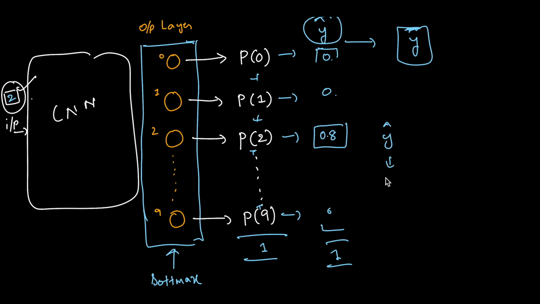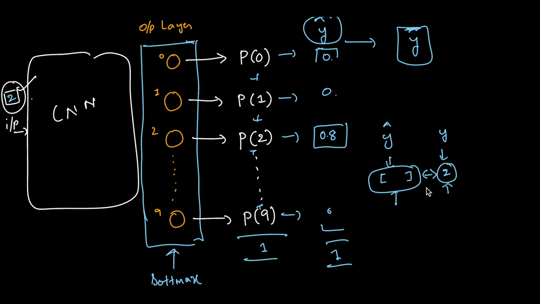In the predicted output, we have an array of size 10, whereas in the actual output we have a single integer value. Okay, it can be something like 2 or whatever label it is. We need to compare these two. Comparing them is not possible because one is a single value, whereas the other is a 1D array of size 10. So that's why we can't compare these two.